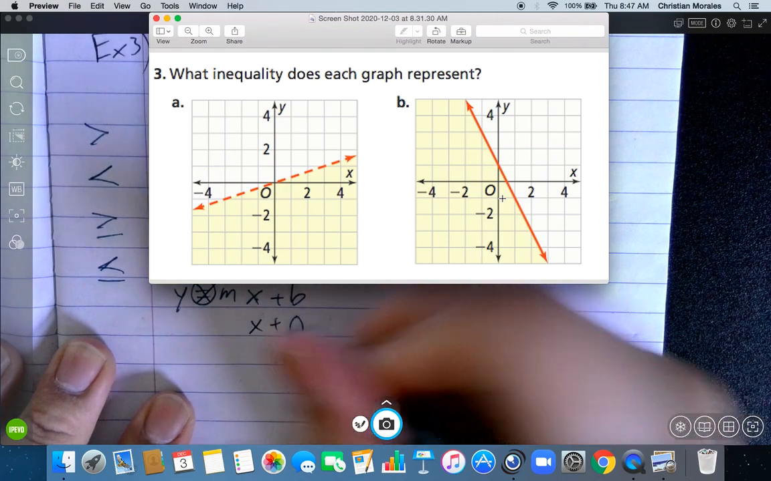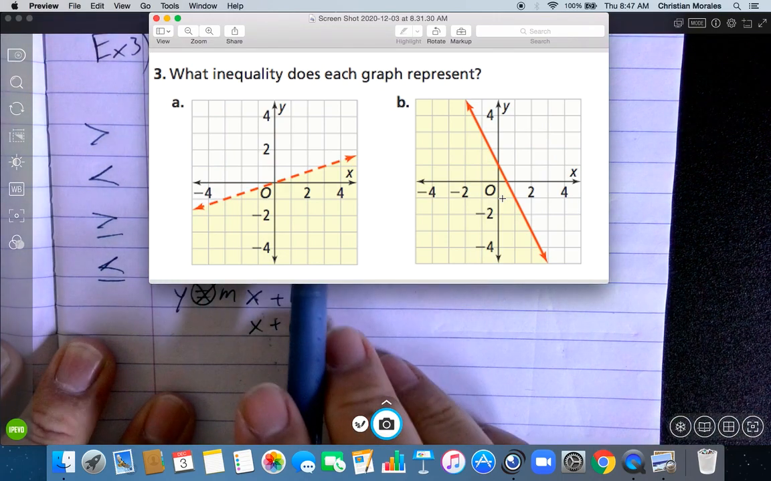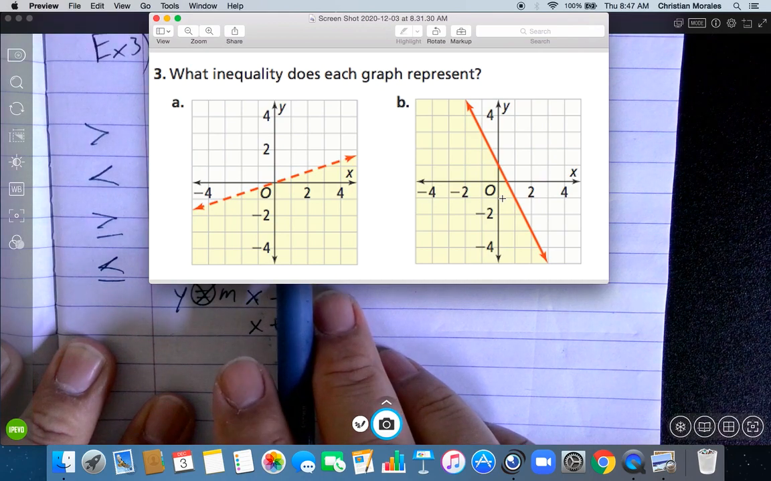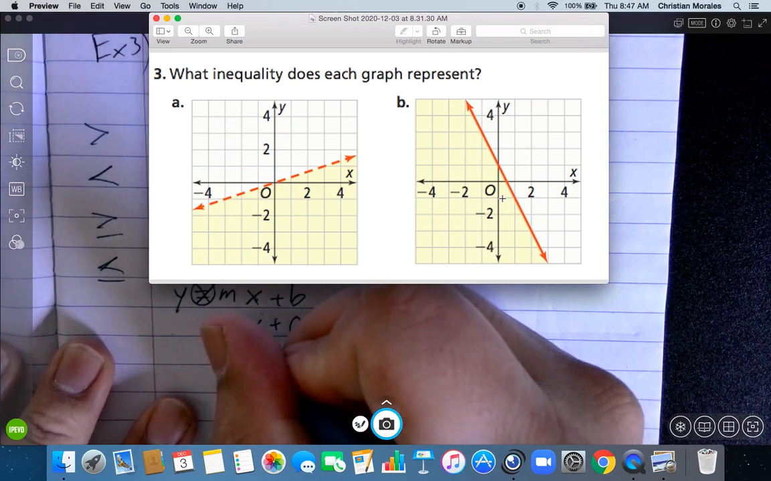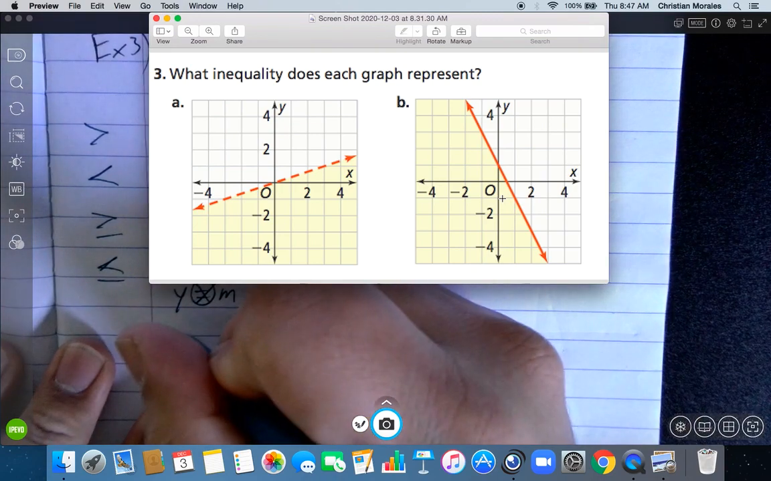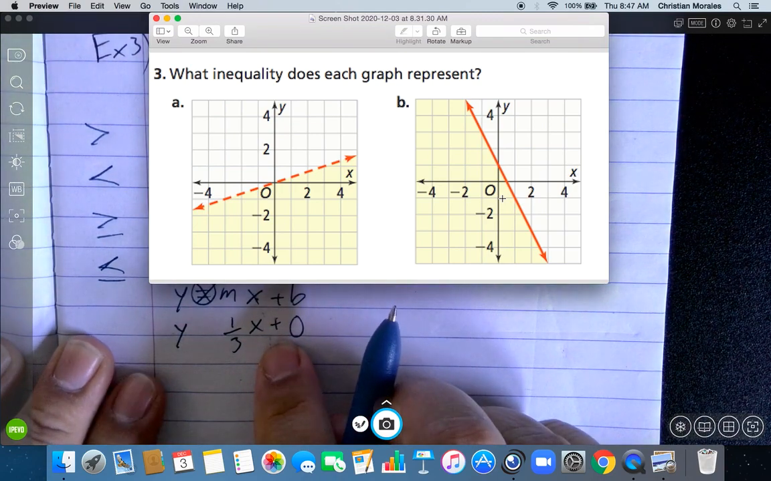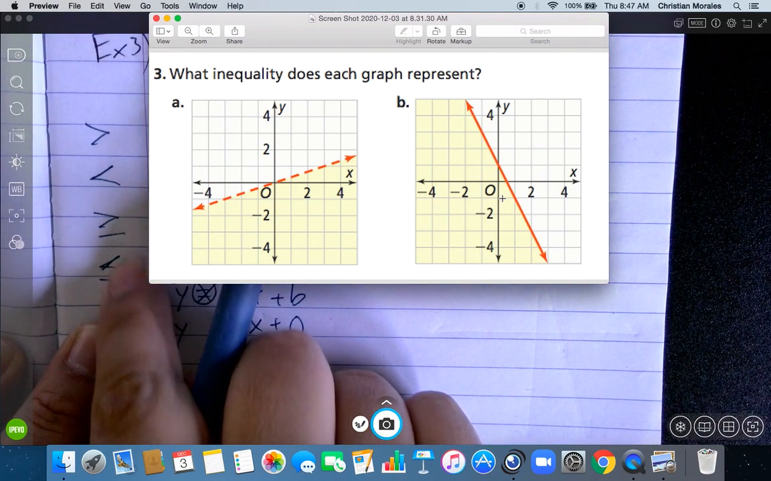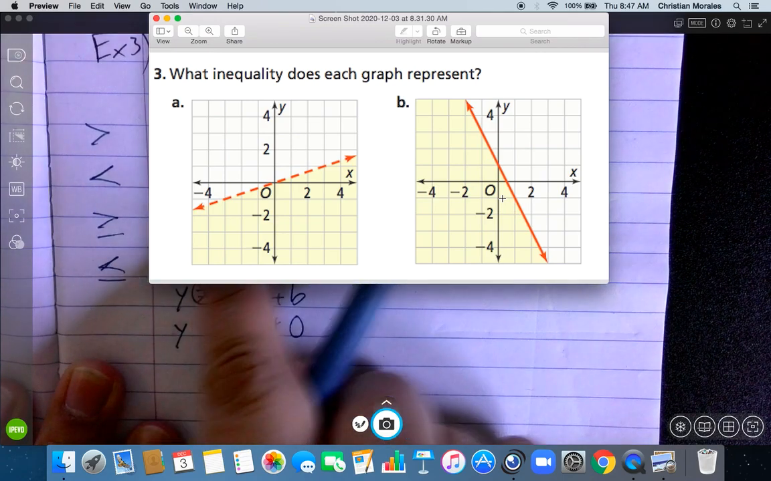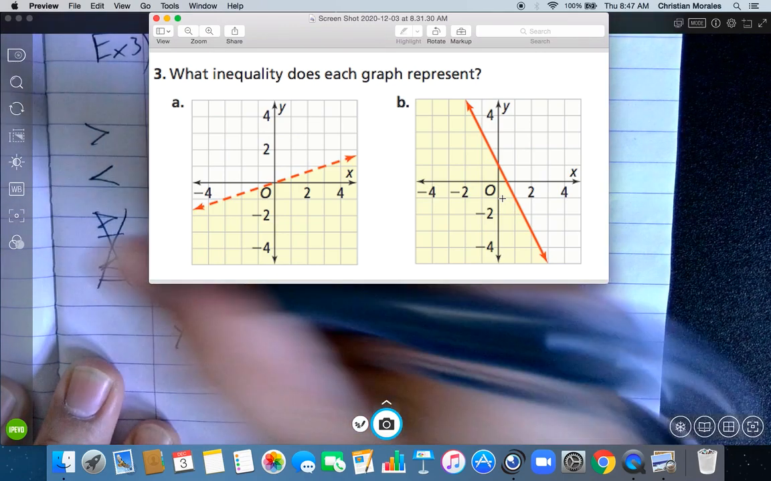The slope looks like, if you count it, it goes up 1 over 3. Yeah, up 1 over 3. So the slope is 1/3. Okay, now the symbol. Well, it can't be these because these are for solid lines, regular lines. So it can't be these. It has to be one of those.